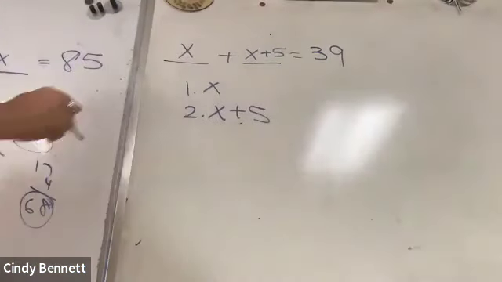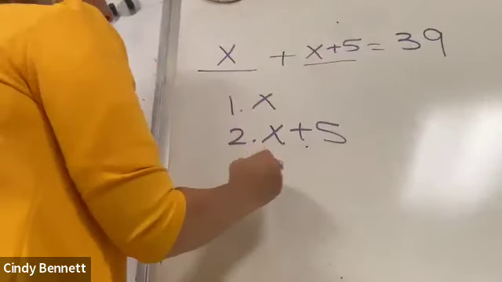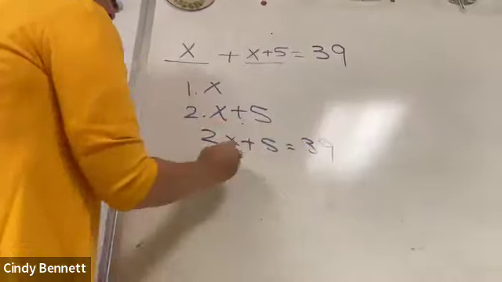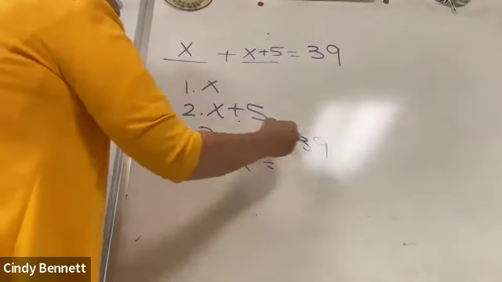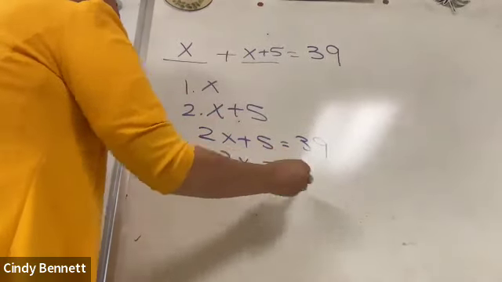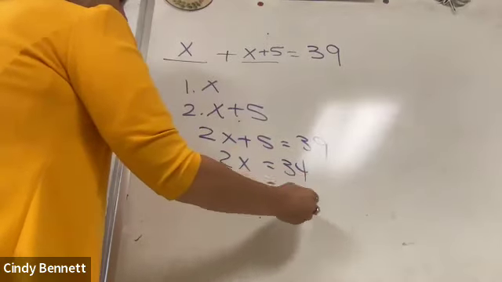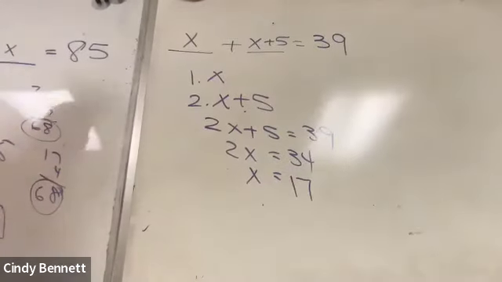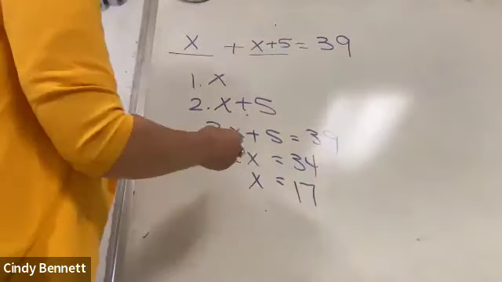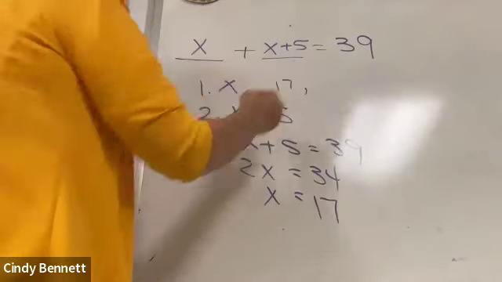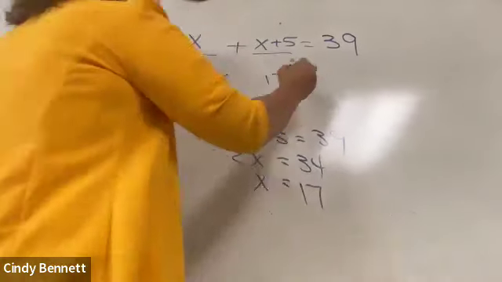Now I'm going to combine. So 2x plus 5 equals 39. 2x equals 39 minus 5, which is 34. Divide by 2, x equals 17. Is that right? Yeah. Okay, so one number is going to be 17. The other number is 22.